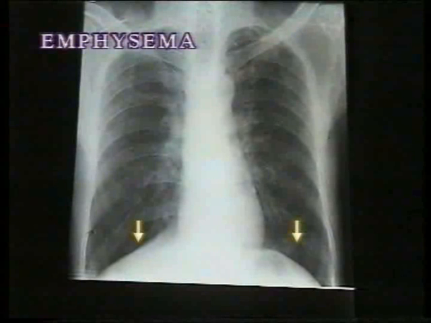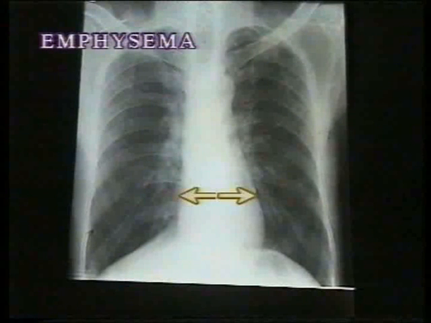Now observe the intercostal spaces. They are widened. And lastly, the heart and the mediastinum has become small and vertical. These are typical features of an emphysematous chest.